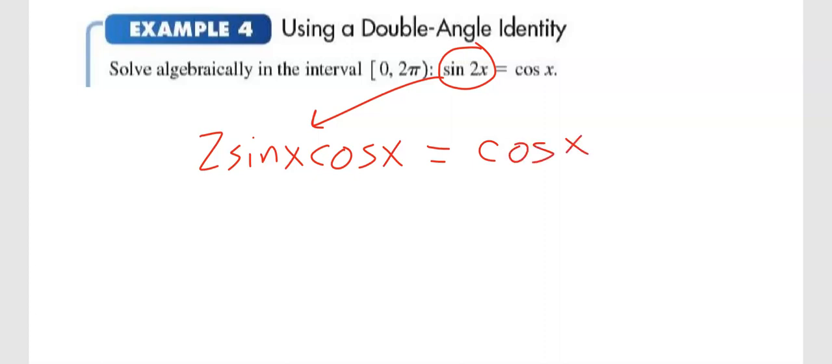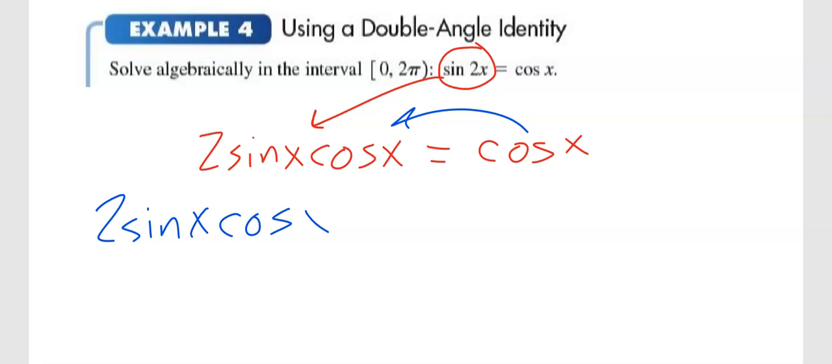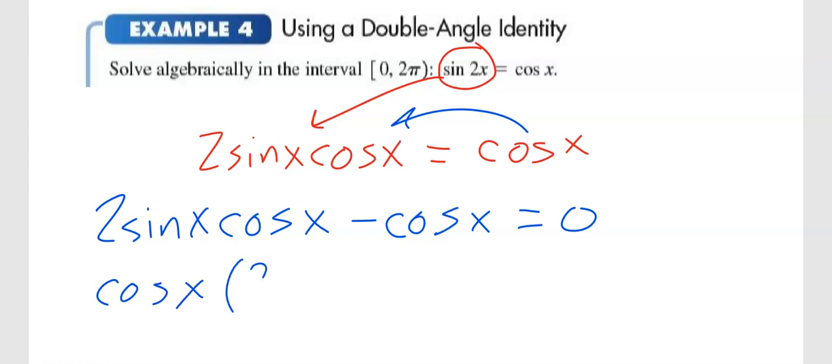We're trying to solve this. We're trying to find every single x in the universe that would make this statement true. What should we do? Put it all on one side. I love that. Nicely said. Look for a GCF. Do we have a GCF? Cosine x. So inside the parentheses, I would have 2 sine x minus 1.